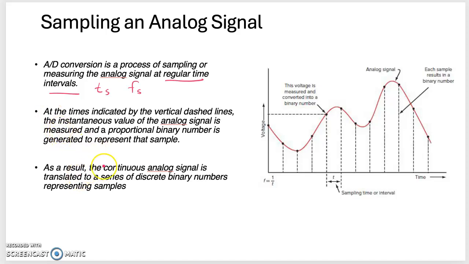When we do sampling, the continuous analog signal is now translated to a series of discrete binary numbers representing samples. So when we sample, we are taking the value at this point. And these values are translated to be maybe 0, 1, 1, 0, 1, 1. I don't know, this is just random. But each level tells me a value, and I will use this value as my digital signal.